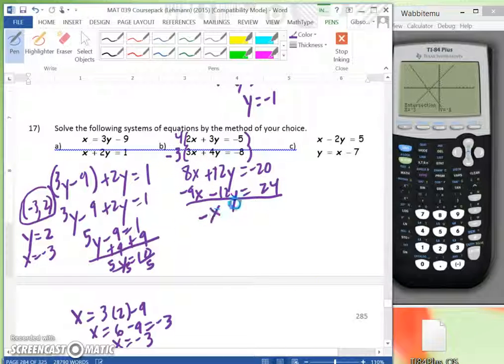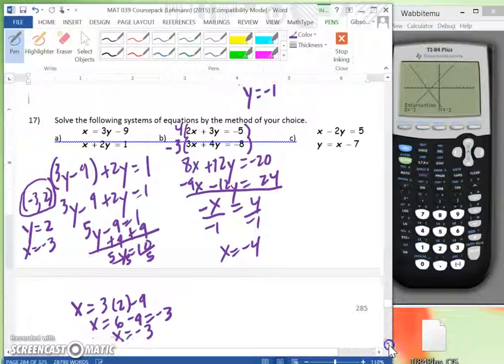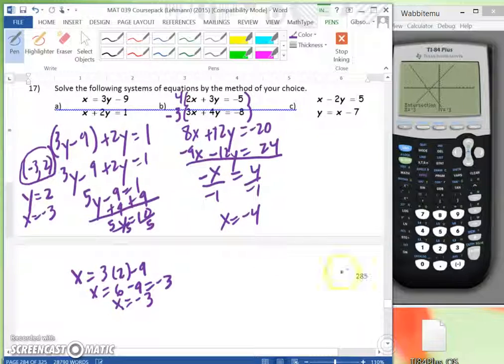8x minus 9x is negative x. Negative 20 plus 24 would be 4. We'll divide each side by negative 1, and x is negative 4. So now we have our x value here. So we need to go back up to one of these two original equations and substitute in negative 4 for x. It doesn't matter which one.